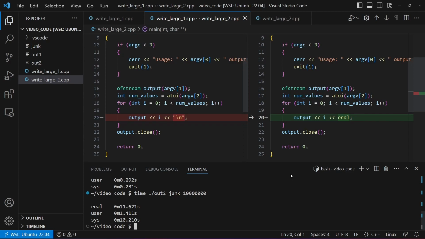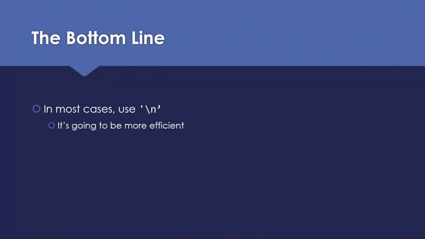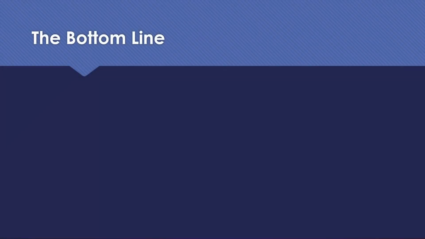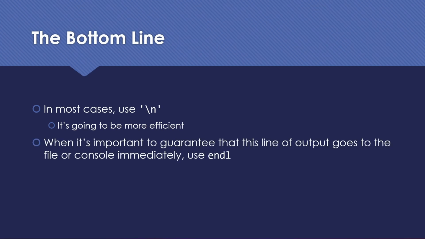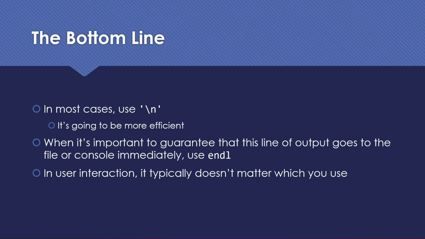This is a reminder that endl might be a useful tool if we need that flush, and there are times when we do, but it's not the answer all the time. So the bottom line here is that in most cases, we should go ahead and just use backslash n. Just like we did in Java, it's going to be more efficient. But when it's important to guarantee that this line of output goes to the file or console immediately, we want to use endl. Now, do notice that in user interaction, it typically doesn't matter which you use.